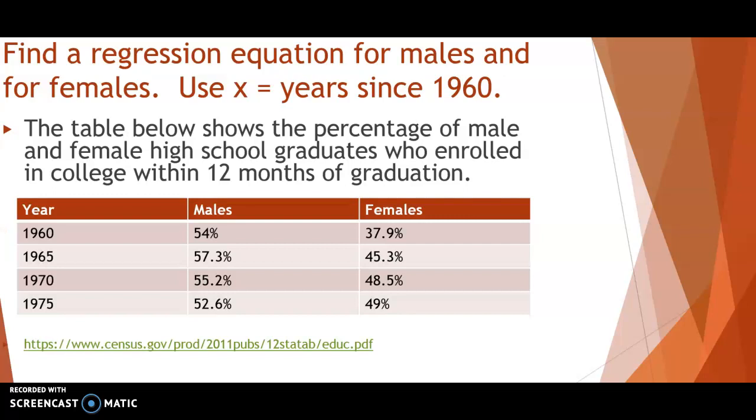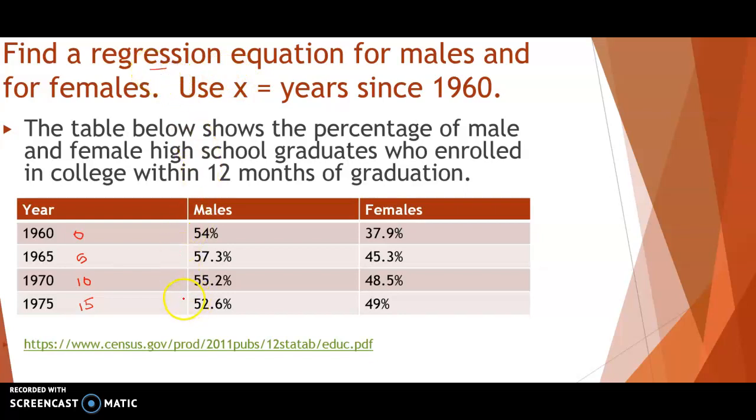We are asked in this example to find a regression equation for males and females. We're to use x as the years since 1960. So taking a look at my data, 1960 would be year 0, 65 would be 5, 70 would be 10, and 75 would be 15. And then we're given the percentages.